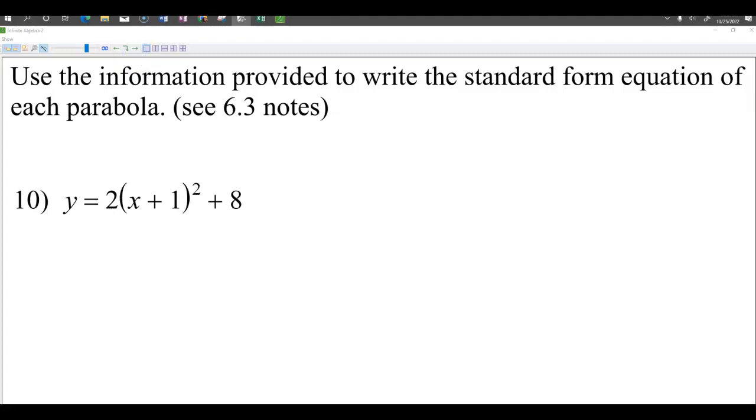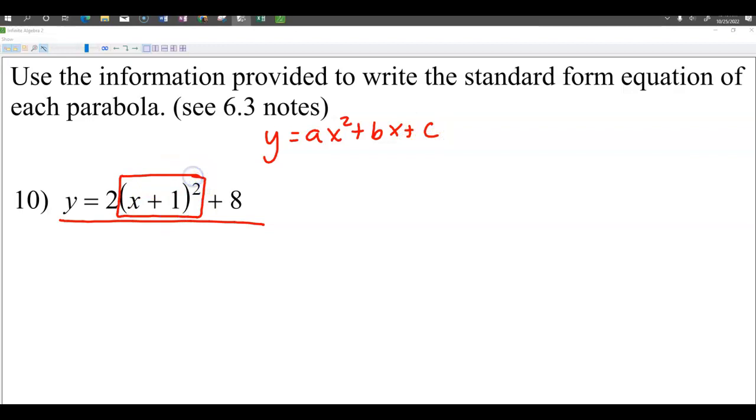This one says use the information provided below to write the standard form of the equation of the parabola. So this is what's known as vertex form, and I want to change it into this, which is standard form. The first thing that we're going to do is we're going to do this x plus 1 to the second power. Okay. Now I'm going to use our shortcut for that. X plus 1 to the second power means we have x plus 1 times x plus 1. You could use the box method if you want, but I'm going to go with the shortcut.